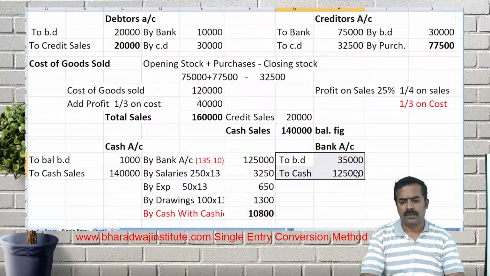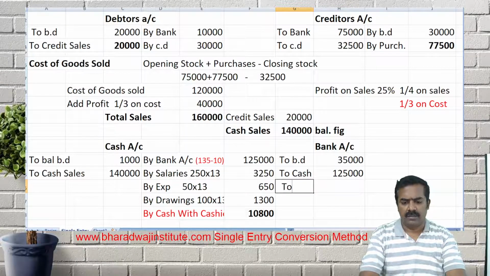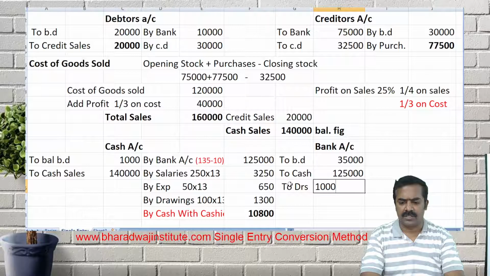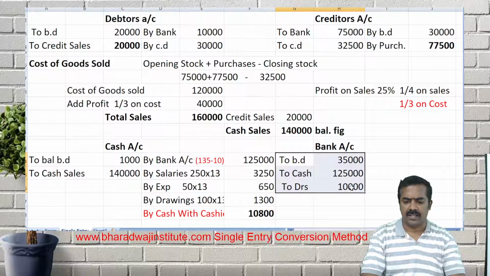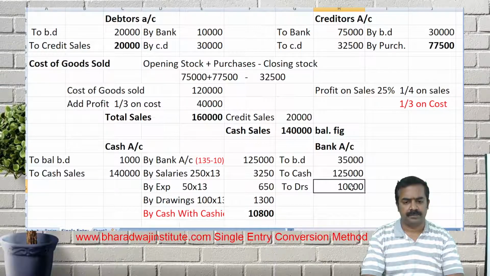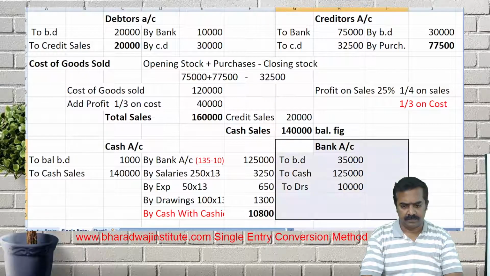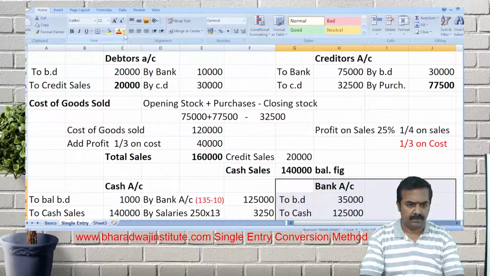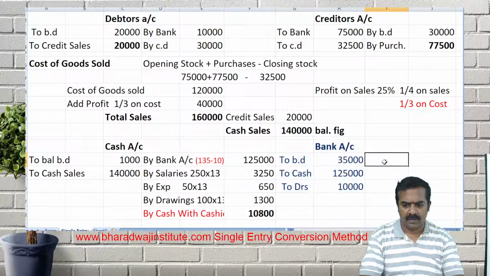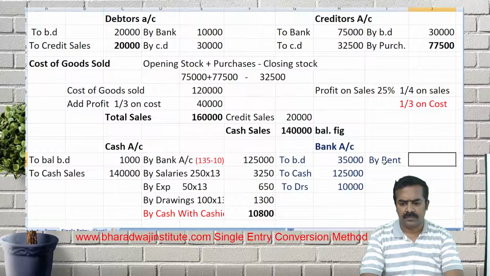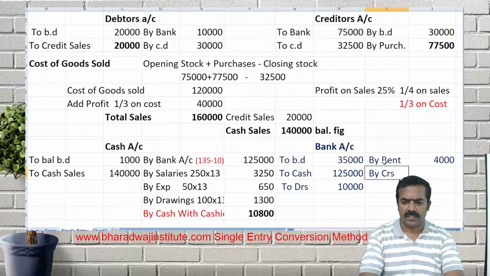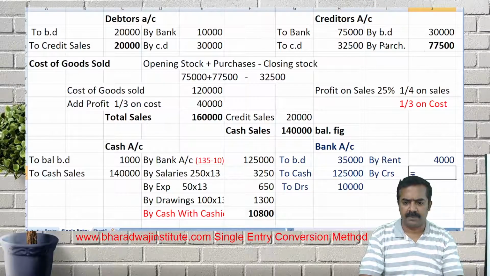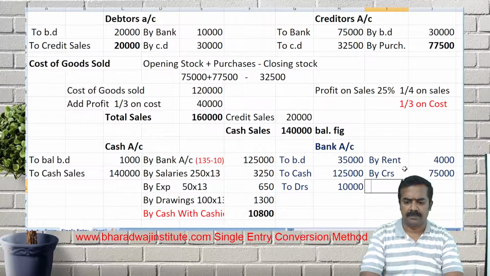Sir, the debtors will come, right? Okay. To debtors, the check collected from debtors, how much? 10,000. Then payment of rent. By rent, how much have we paid? 4,000. Then what else is paid? Creditors are paid by check only. How much is paid? 75,000.